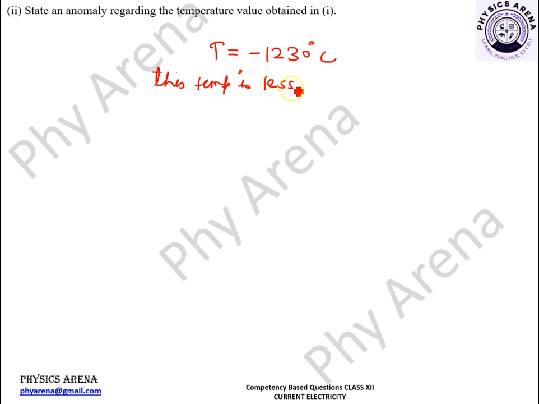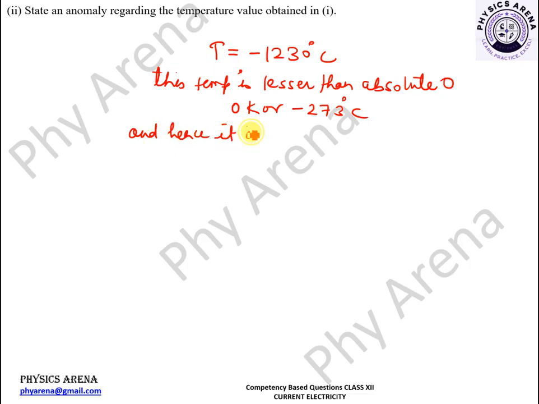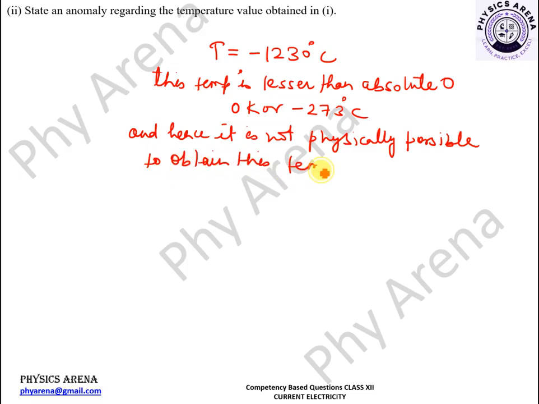is lesser than absolute zero. Absolute zero is 0 Kelvin or minus 273 degrees Celsius. And hence, it is not physically possible to obtain this temperature. So this is the anomaly that we have obtained. We cannot physically obtain this temperature as it is much lesser than the absolute zero value.